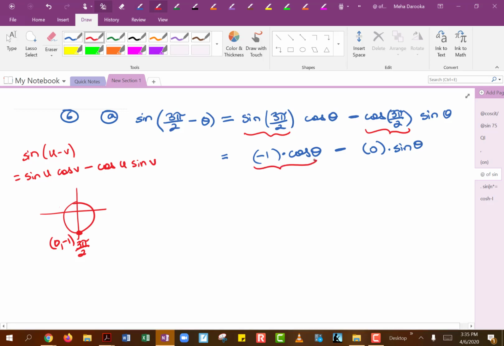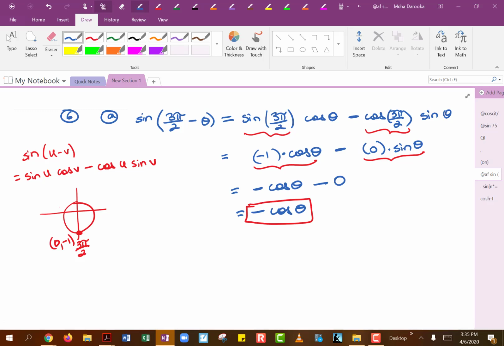So these guys here will end up becoming basically negative 1 times cosine of theta. That just becomes negative cosine of theta. And then here, 0 times anything is 0. So that's minus 0. And of course, that just leads you to cosine of theta with a leading negative sign. So negative cosine of theta. So this is how you can rewrite part A in just terms of theta.